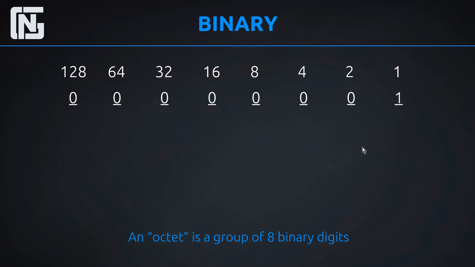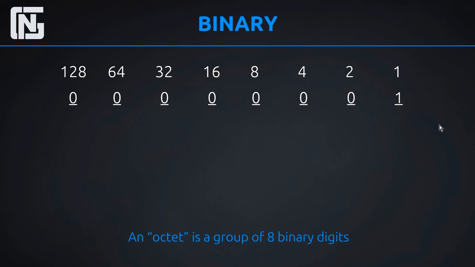So an octet is eight binary digits. An IP address, a network ID, and a subnet mask are all made up of four separate octets, which are four separate groups of eight binary digits. If you multiply 8 times 4, that gives you 32, so there's a total of 32 binary digits. But the point is, we're looking at an octet here, and we are concerned with figuring out what this octet means.